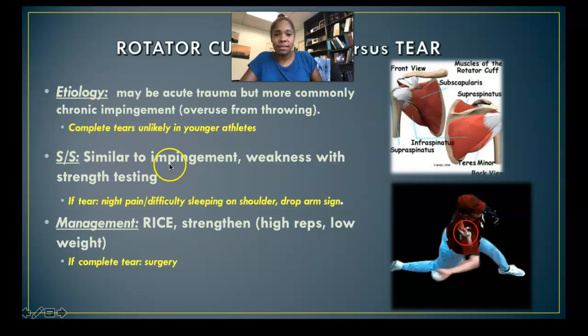So in terms of signs and symptoms, they're going to be similar to impingement, and the difference is that they're going to have weakness with strength testing. There's a test called the empty can test, where you have the patient stand at 90 degrees of flexion and about 30 degrees of shoulder abduction, with the thumb down. It's called an empty can because when you turn your thumb down, you empty out the can, right?